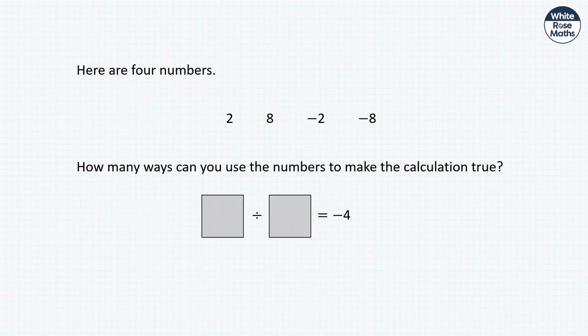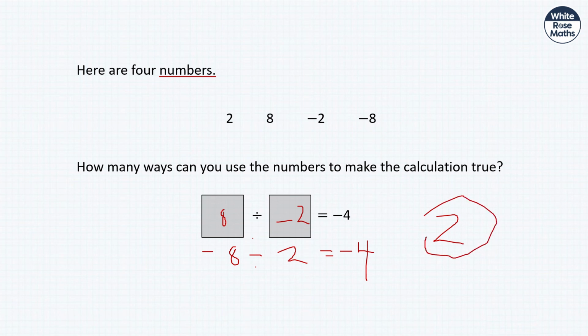This next one, here are 4 numbers. How many ways can you use the numbers to make the calculation true? So I can do 8 divided by minus 2, or minus 8 divided by 2. So there are 2 ways to make this calculation true.